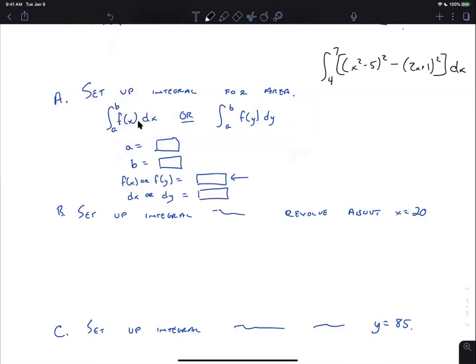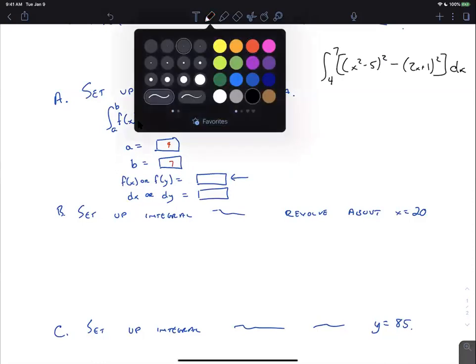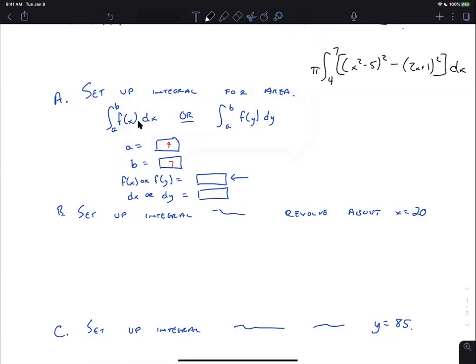Then what you should type is you should type 4 here and 7 here. And then here, oh, my bad. There would probably be a pi on that, right? So we would do that. Here, you should type pi times x squared minus 5 squared minus 2x plus 1 squared. So that is what goes here.